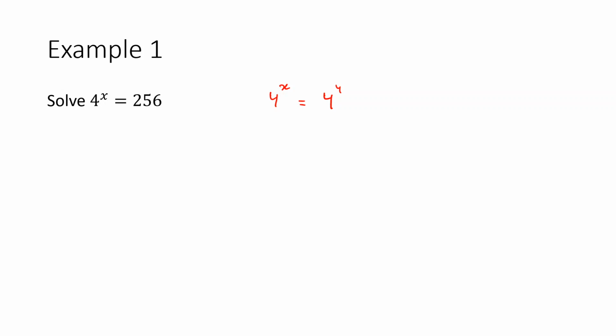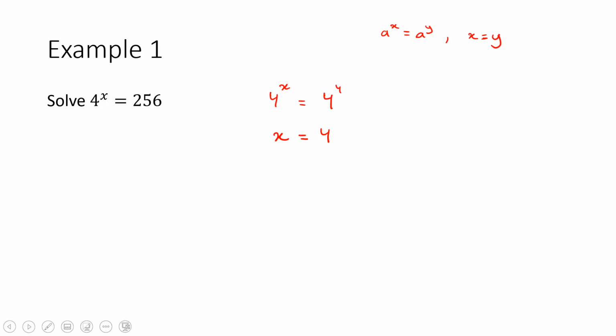So I've just rewritten 256 as 4 to the power of 4, and now we can apply our rule from before. Remember, we said if a to the power of x is equal to a to the power of y, then it must be that x equals y. And that's exactly what we've got here. We've got 4 to the power of x equals 4 to the power of 4, so it must be that x equals 4. Those two powers must be equal to each other. There we go, fairly straightforward.